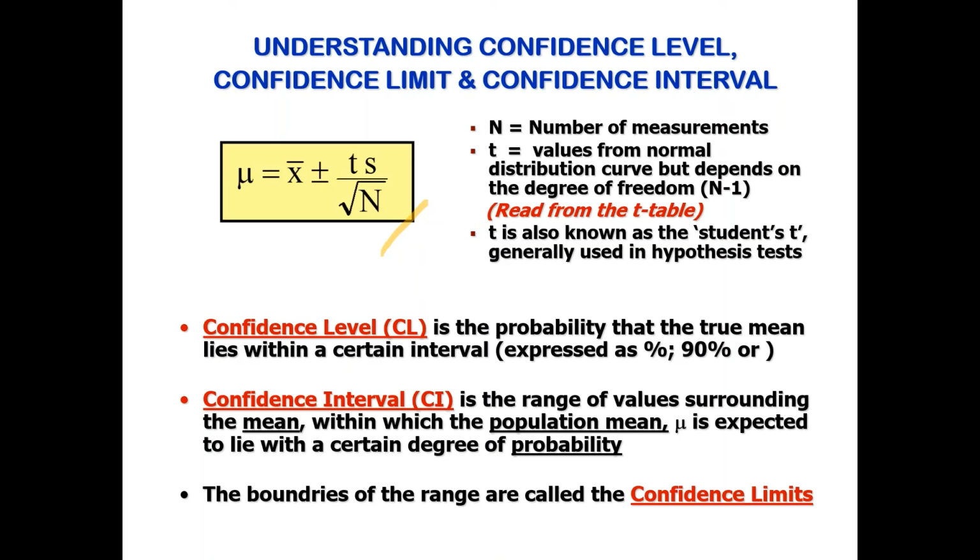And then there is the term confidence level. We have confidence levels of 90% and 95% that we normally use. There are also 99% and other values, but the most often used values are 90% or 95%. And then there is the confidence interval, and then there is the confidence limit. Okay, the next slide will explain the difference. In a later slide, I'll show the difference.